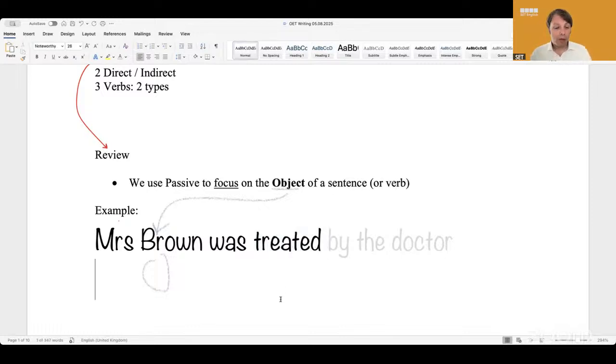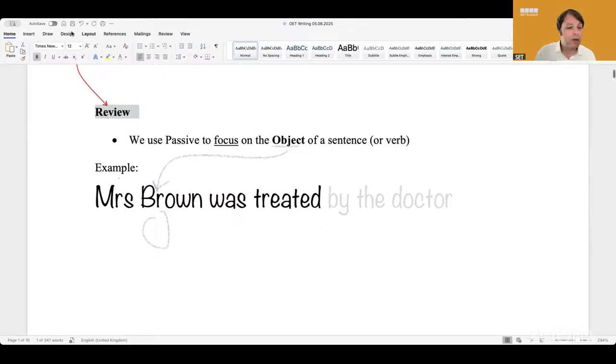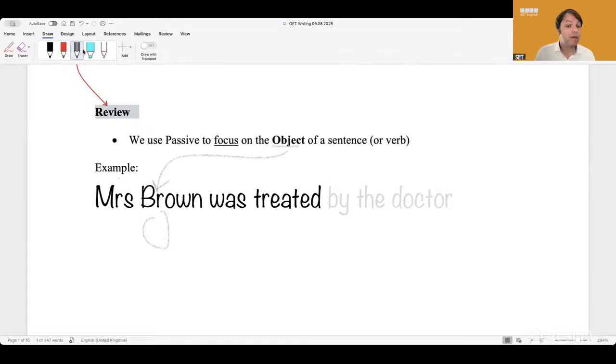Okay, so you guys are nurses or doctors or physiotherapists or whatever. You're not focused on yourself. Everything is about the patient and making the patient better, well again. Okay, so this is what we talked about yesterday. We talked about the passive as changing the focus of a sentence.